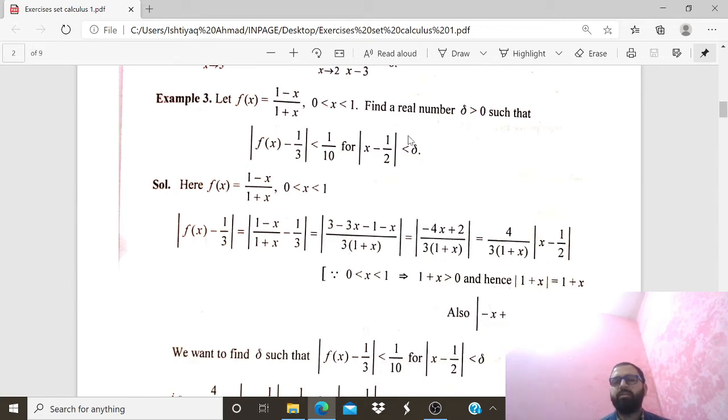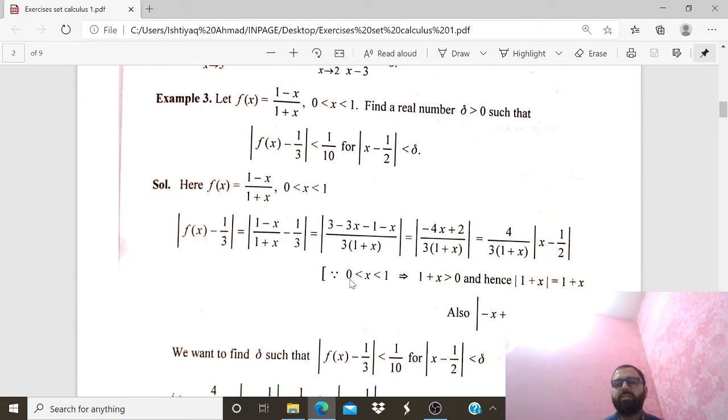So again we will be finding this delta with the condition which is given to us, that mod of f(x) minus 1 by 3 is less than 1 by 10. From there we will get the condition on delta. So again we are taking the function to be this, but this is an important condition. We have to keep this condition in our mind. When we solve this mod of f(x) minus 1 by 3, these are simple steps, simple calculations. Finally we will get there at this very point.